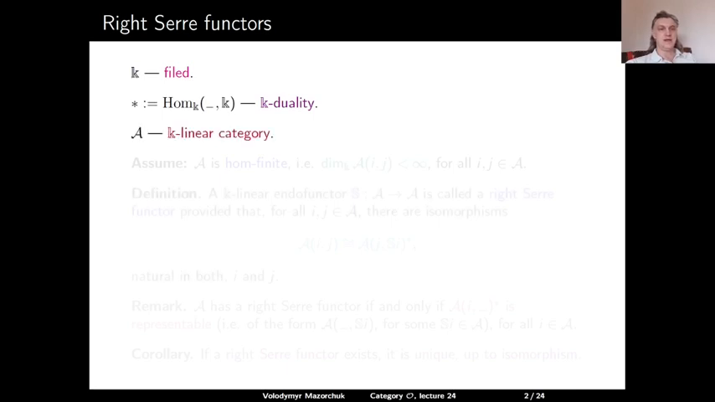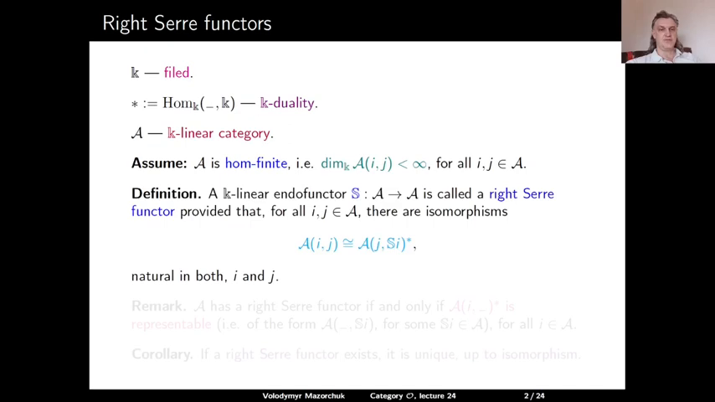Let A be a K-linear category. Assume that A is Hom-finite, which means that the dimension of the K-space of morphisms from any object I to any object J is finite. Definition: a K-linear endofunctor S of A is called a right Serre functor, provided that for all I and J in A, there are isomorphisms between A(I, J) and A(J, S(I)) dual, which are natural in both I and J.